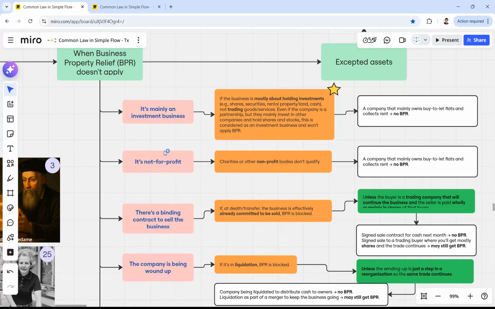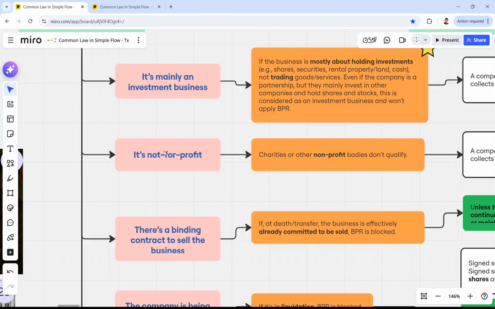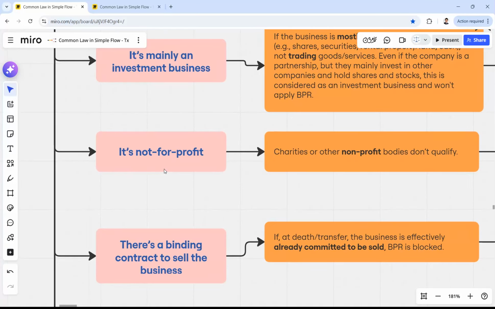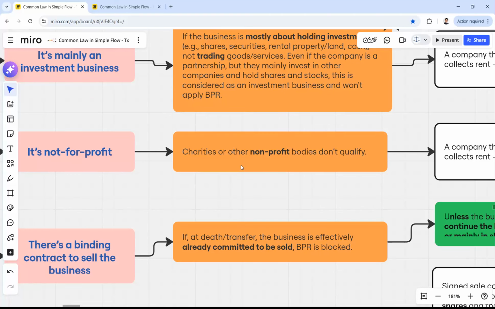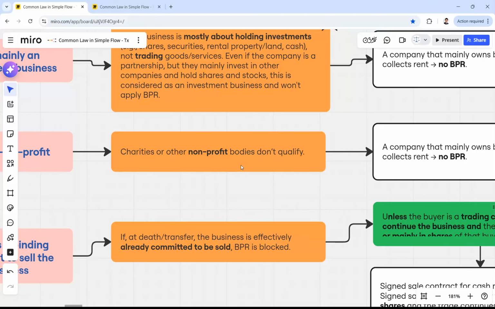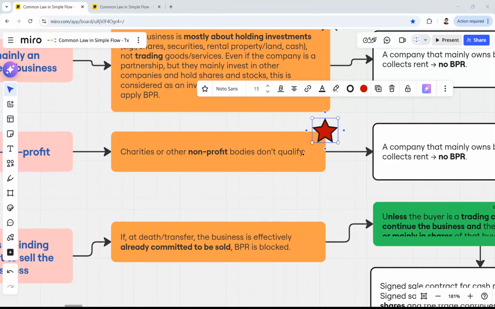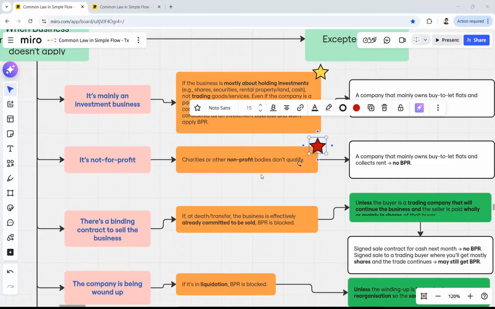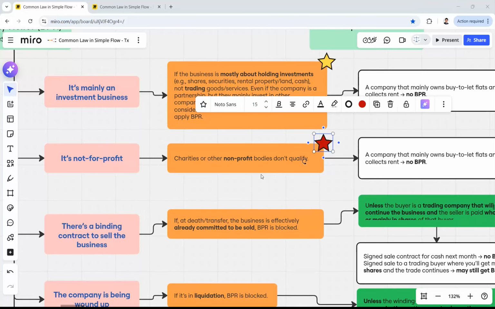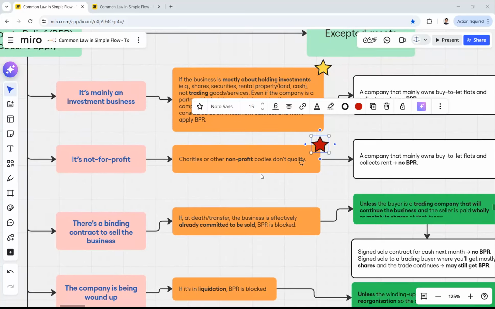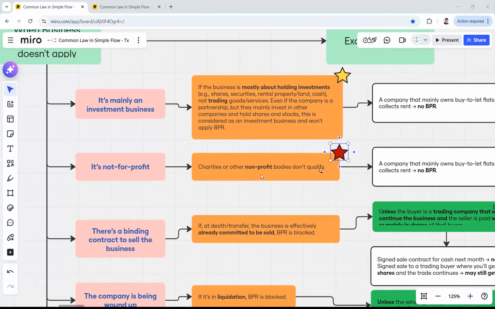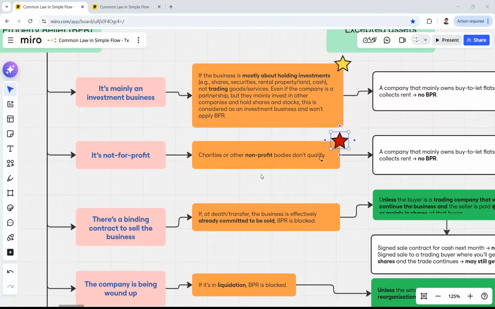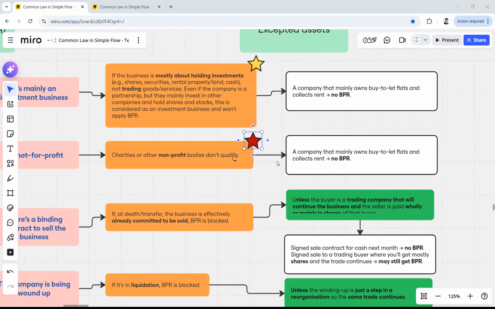Secondly, the BPR, business property relief, won't apply if it's not for profit. Charities or other non-profit bodies don't qualify. So if you think that you have a charity or non-profit organization and it will pass to your child with a tax relief of 100%, that will not be the case. The BPR will not apply for the companies that do not aim for profit because they are not risking anything.